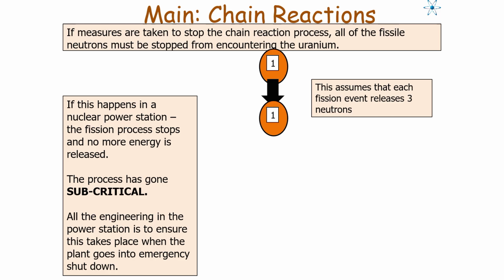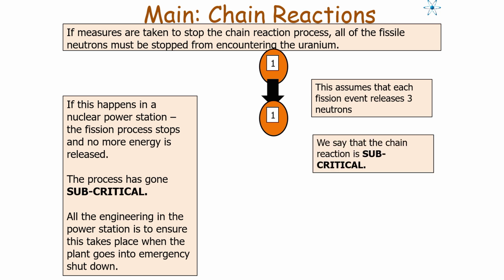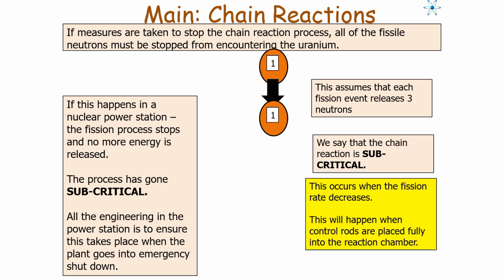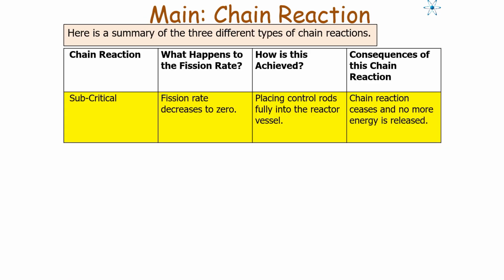All the engineering in a power station is to ensure this takes place when a nuclear power plant goes into emergency shutdown. So we've got our chain reaction being subcritical. So this occurs when our fission rate decreases, and this will happen when the control rods are placed fully into the reaction chamber. So let's have a summary of our different types of chain reactions for the fission process.